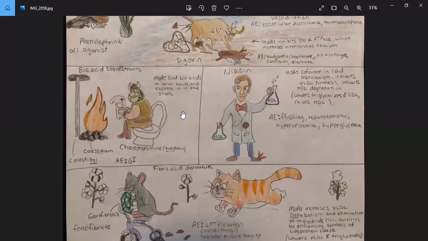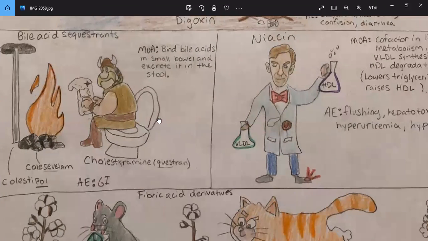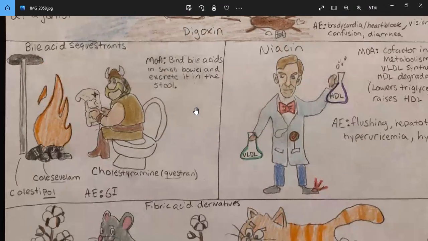All right, so now we're going to change gears and move on to our hyperlipidemia drugs. And we're going to start with our bile sequestrants. So the first drug in this category is cholestyramine or Questran. And so I'm like, who better to represent going on a quest than a Viking, right? And col looks like colon, so that's why he's sitting on a toilet. But also, the mechanism of action is that it binds bile acids in the small bowel and excretes it in the stool. You just poop out cholesterol, basically.